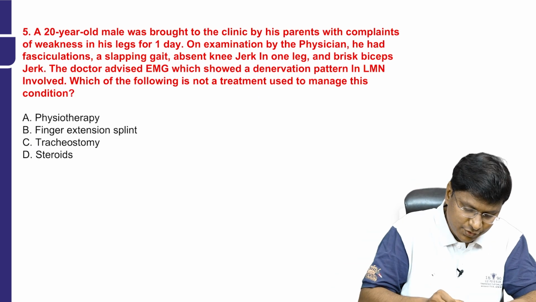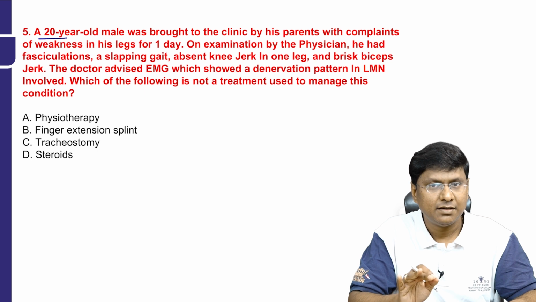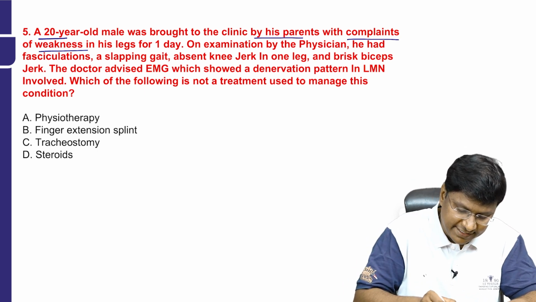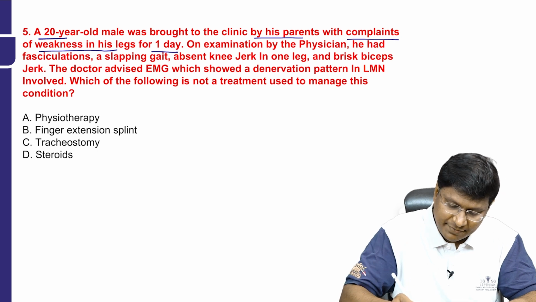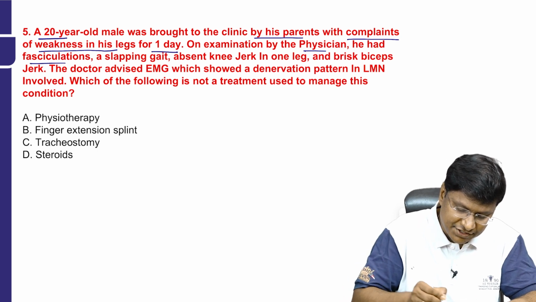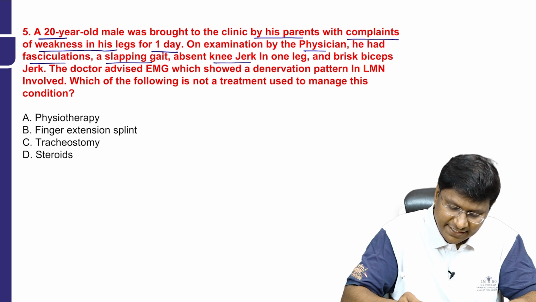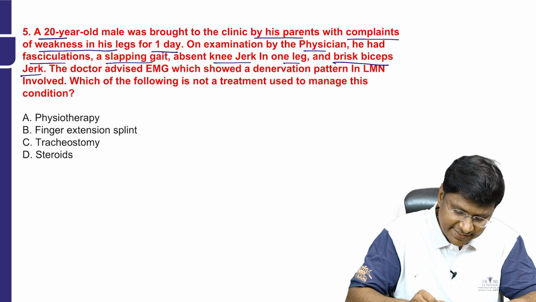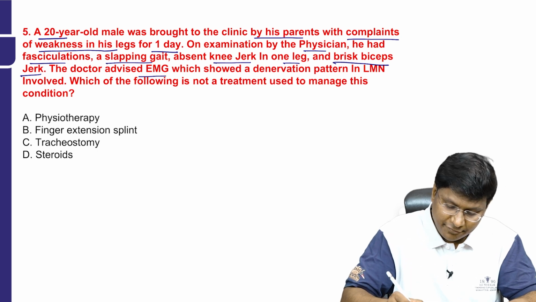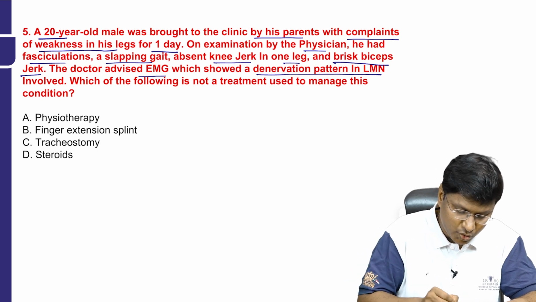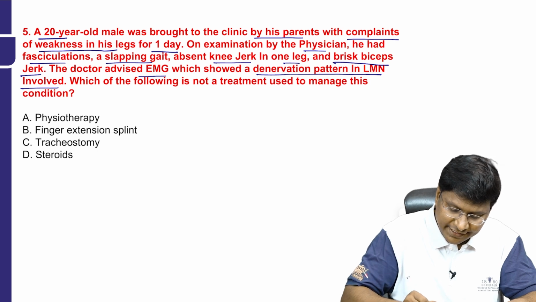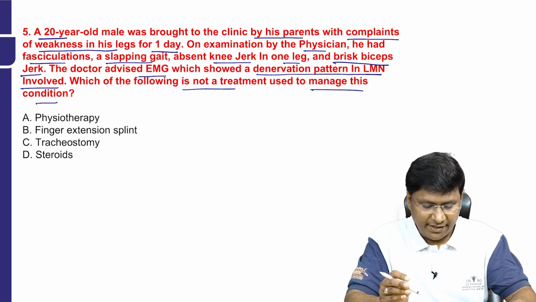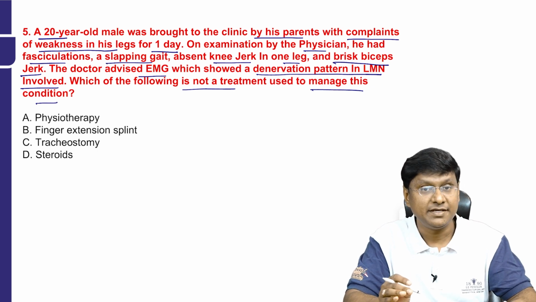Moving on to the next question, right? So we have a 20-year-old male who was brought to the clinic by his parents with complaints of weakness in his legs for one day. On examination by the physician, he had fasciculations and a slapping gait, absent knee jerk in one leg, and brisk biceps jerk. The doctor advised electromyography, which showed a denervation pattern in the lower motor neurons involved. Which of the following is not a treatment used to manage this patient? Physiotherapy, finger extension splint, tracheostomy, steroids.